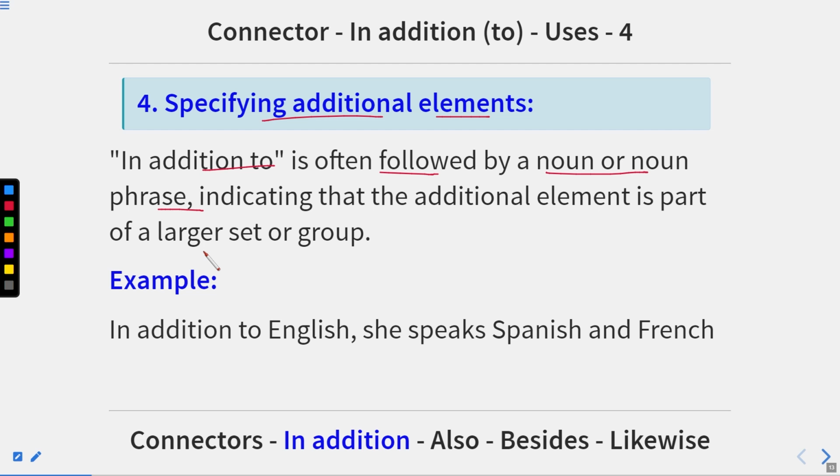Whereas in the case of "in addition", we mark the extra information in the sentence structure only, indicating that the additional element is a part of the larger set or group. For example, in addition to English, she speaks Spanish and French. Now, if it is written English, it does not mean that it is merely a subject or a language. In fact, here it means she knows English very well and she speaks Spanish and French as well. So these are extra information. And "in addition to English" means besides English. So you can say that "in addition to" behaves like the word besides.